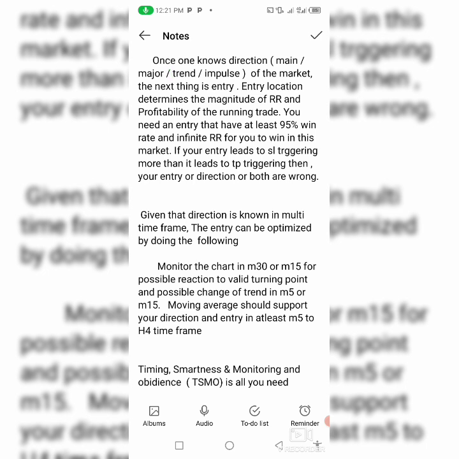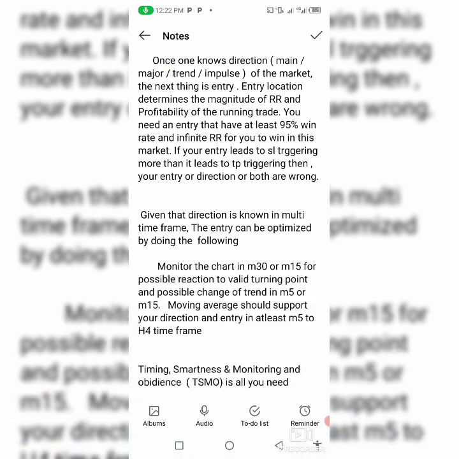Moving average should support your direction and entry in at least 5 minutes to 4 hour time frame. In at least 5 minutes to 4 hour time frame. So that you will not place a trade and say, but the technical analysis shows that he's going to go in this direction, now he's losing. It's because you didn't actually modulate that technical analysis with indicator analysis.